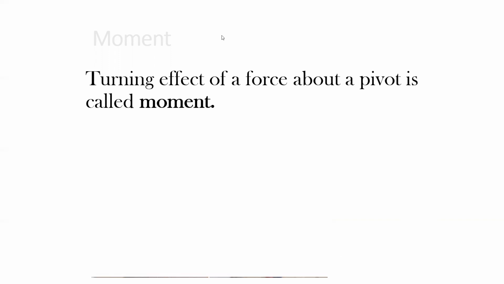So for example, if you have an object which is fixed from one end, the position where the object is fixed, we call that a pivot. That point is known as a pivot. And we apply a force. So what happens? This object will rotate.